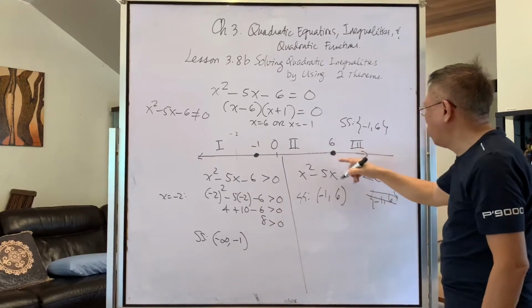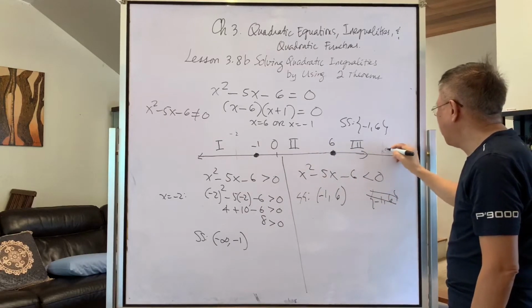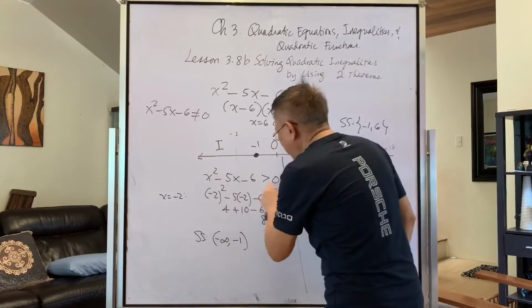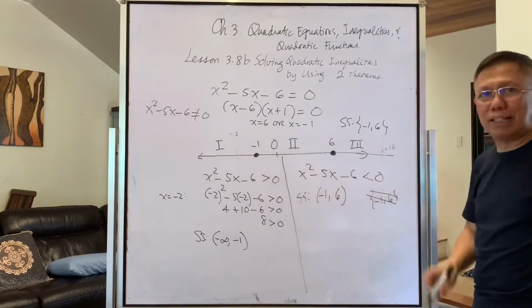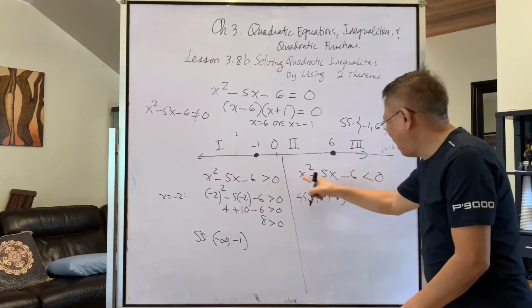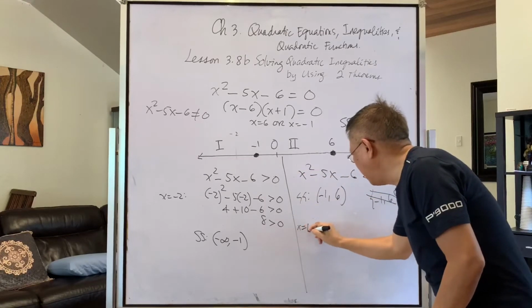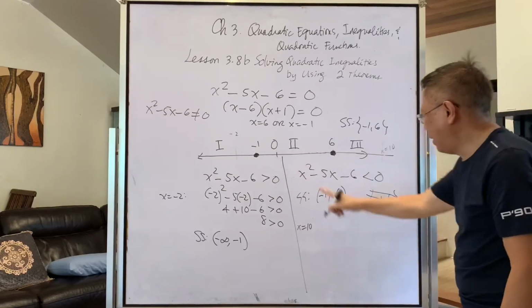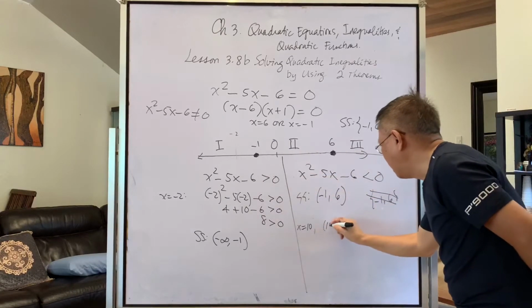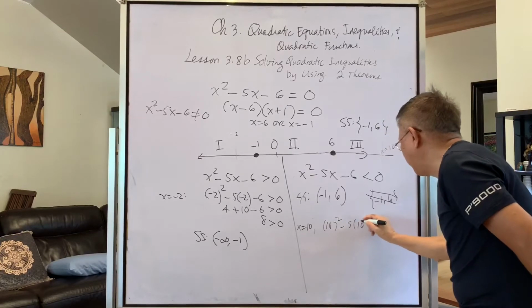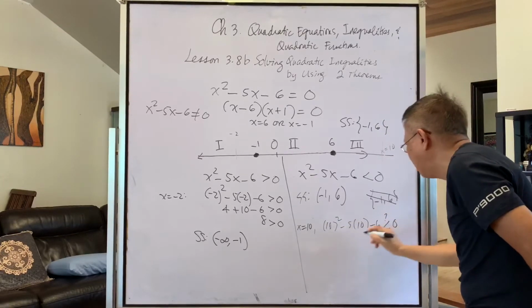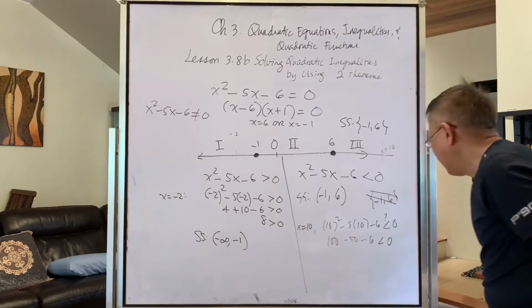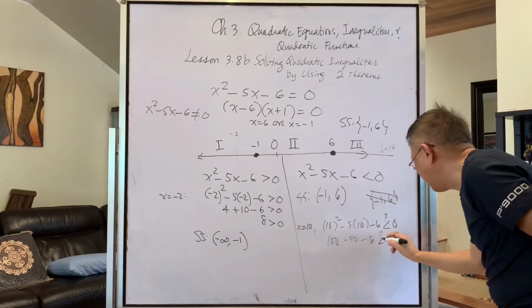Suppose we want to get a number greater than 6. Let's say x equals 10. We may test x equals 10 either in this inequality or in this inequality. Let's say I will test x equals 10 here and find out who owns this region of solution. So when x equals 10, I have 10 squared minus 5 times 10 minus 6. Is this less than 0? This is 100 minus 50 minus 6. Clearly, this is not less than 0.